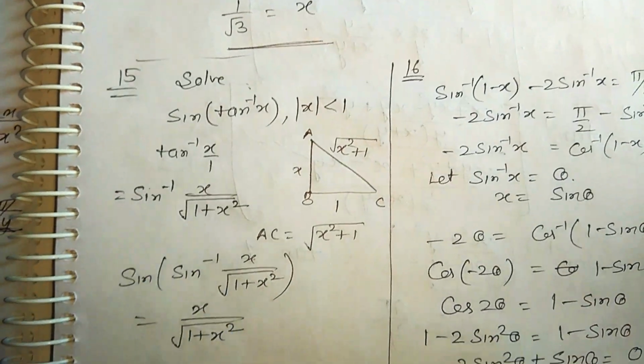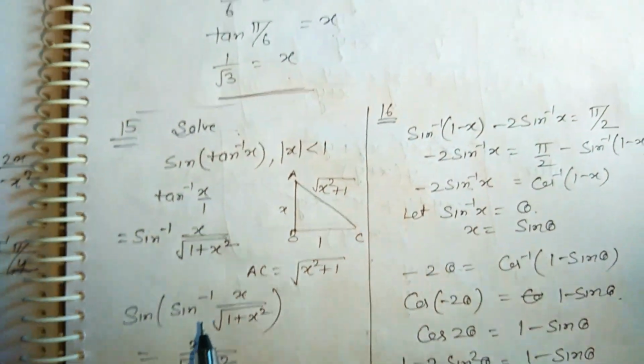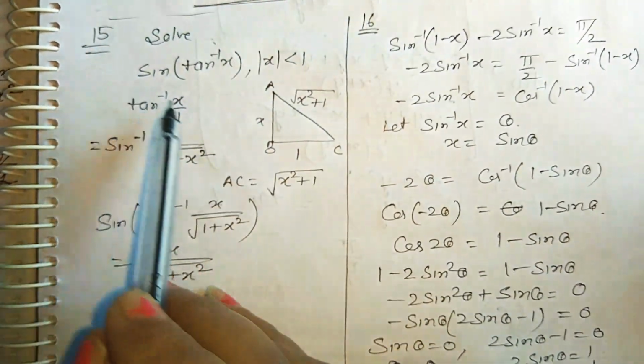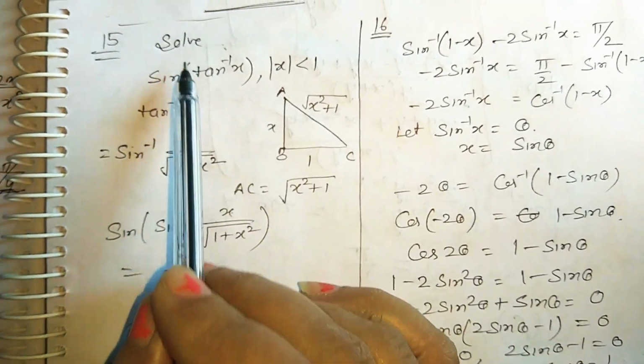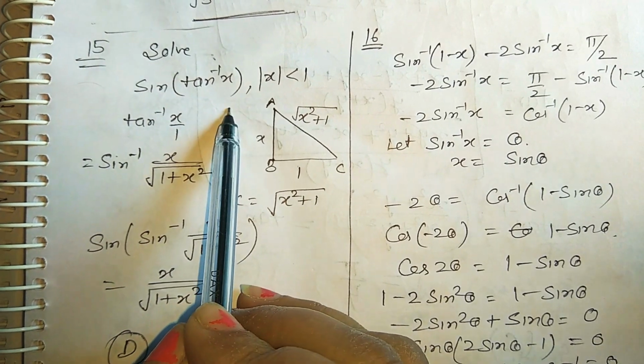Now come to question number 15, 16 and 17. These are the option questions, multiple choice questions. In 15th question, solve this: sin of tangent inverse x.